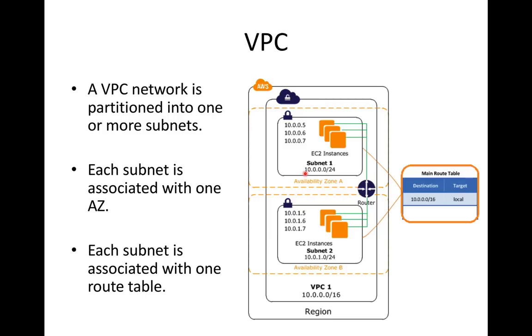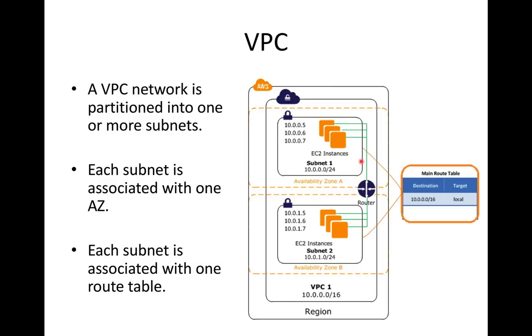It's possible to create multiple subnets in any particular availability zone. I could have created both of these subnets and put them into availability zone A. That's just fine. Again, a subnet cannot span multiple availability zones.